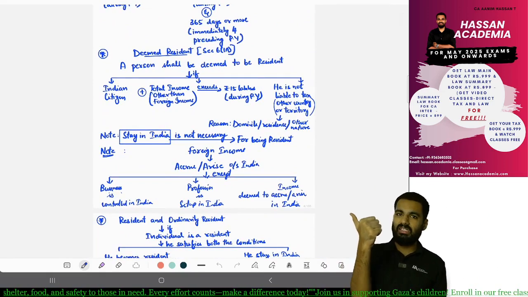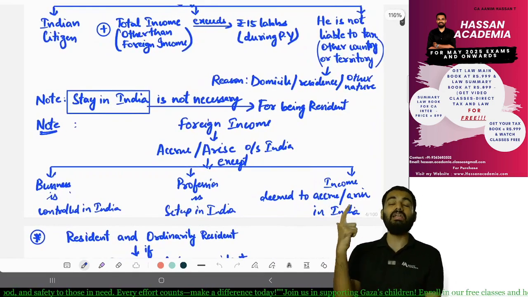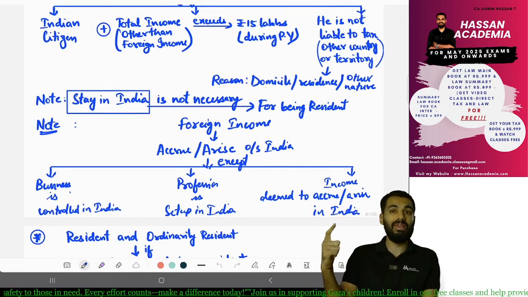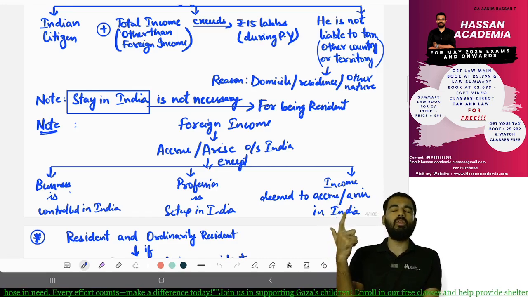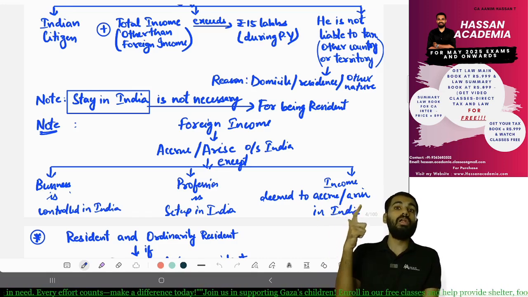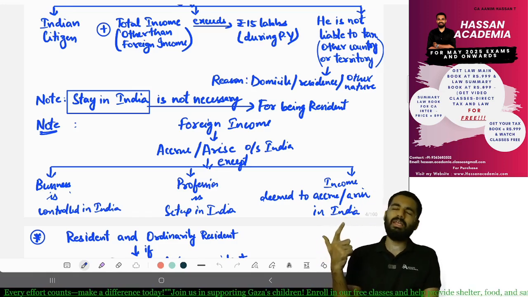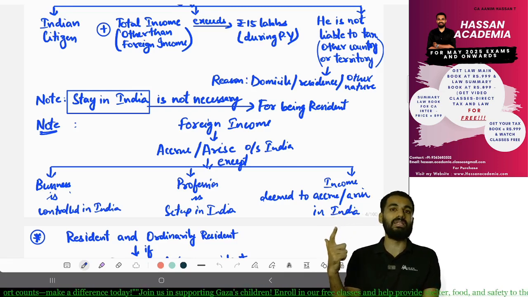One, he is an Indian citizen. Second condition, his total income other than foreign income, which means Indian income, is more than 15 lakhs. Third condition, once these two conditions are there, what will you run in your head? Only 182 days or more, or 120 days plus 365 days. This condition should be satisfied for him to be a resident.